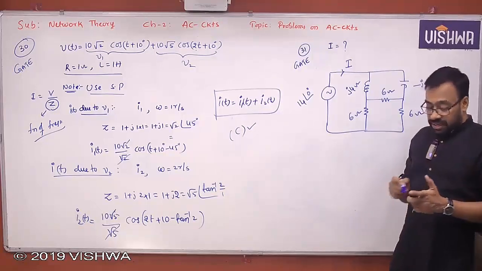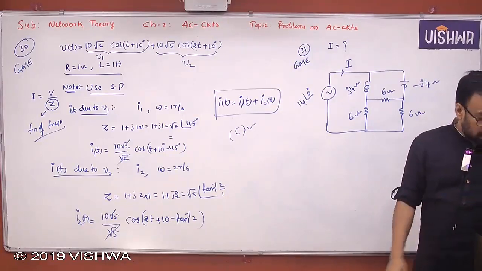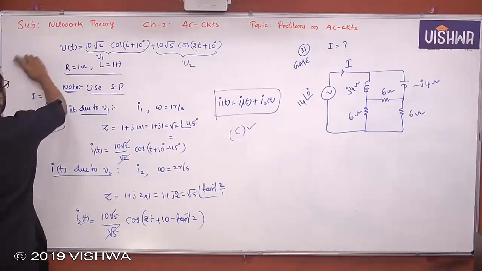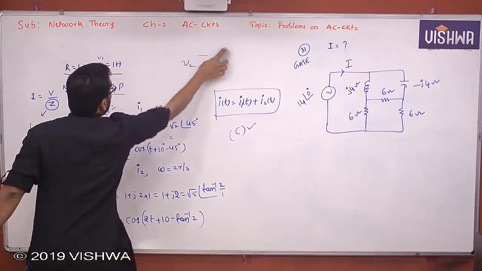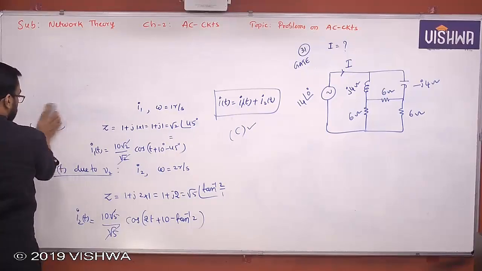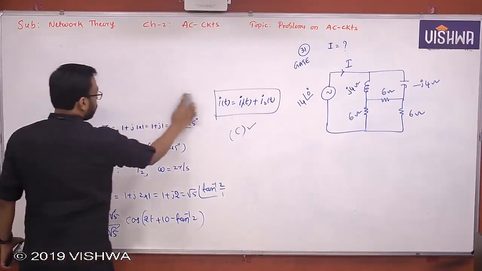Hope you have finished that, right? So this is the circuit. Now please refer to your classroom workbook, 31st problem. So quickly note down that circuit. It is asking what is the total current delivered by the source. So it's a very simple problem.